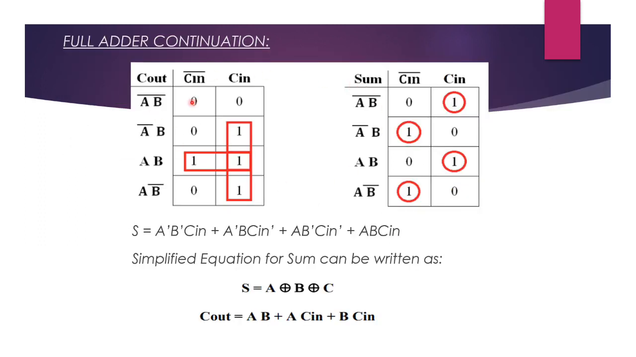These are the K-maps represented here. This is the three variable K-map for the carry out, and this is the three variable K-map for the sum, which is taken from the truth table of the full adder. This is the expression for the sum output, and this is the simplified expression of sum, and this is the output of the carry out. We shall discuss briefly in the later upcoming video.